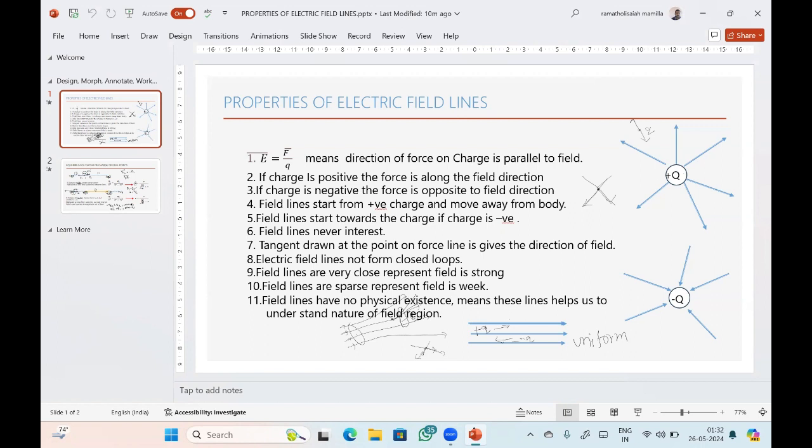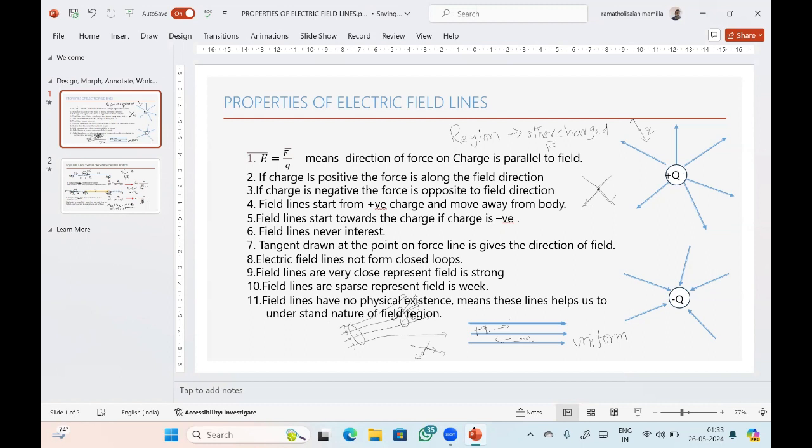First of all, what is electric field? Electric field is the region surrounded by charge where other charges experience force. Another charged particle experiences force by this charge. That region is called electric field.